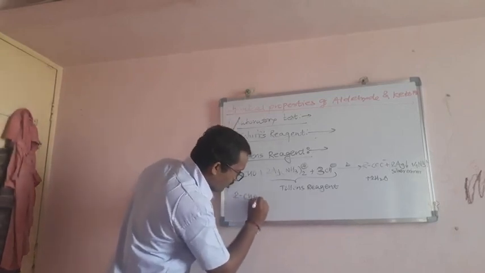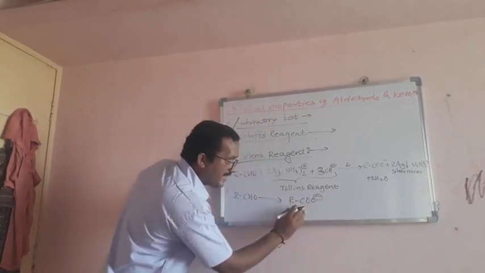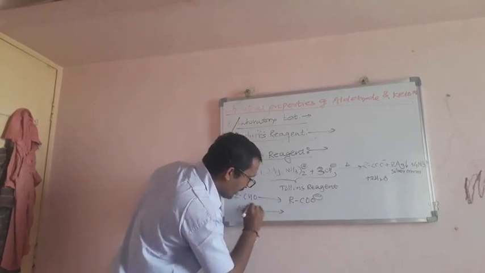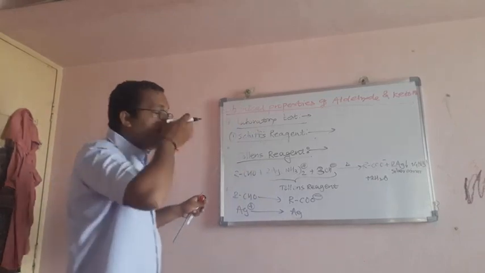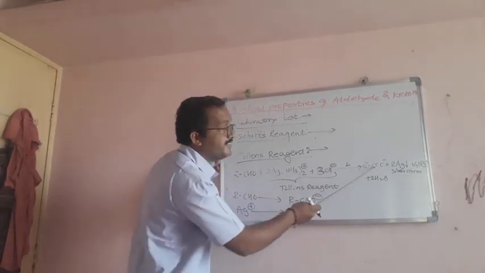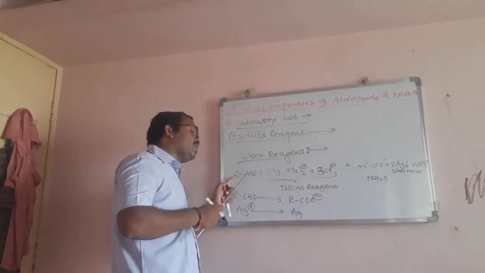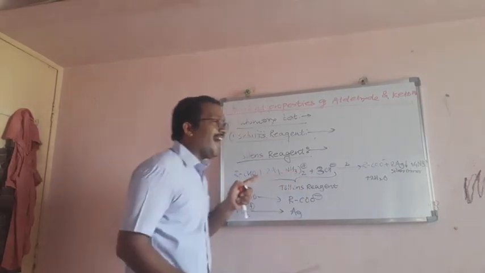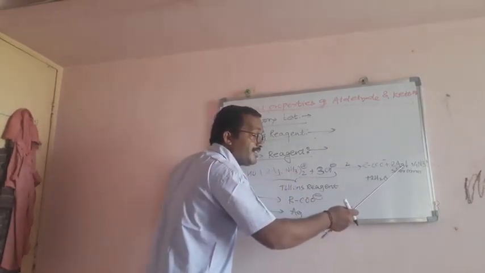RCHO is converted to RCOO minus, the carboxylate ion, while the Ag plus of Tollens' reagent is reduced to Ag. This indicates the presence of an aldehyde. When you add Tollens' reagent to an aldehyde, it gives carboxylate ions and also Ag.